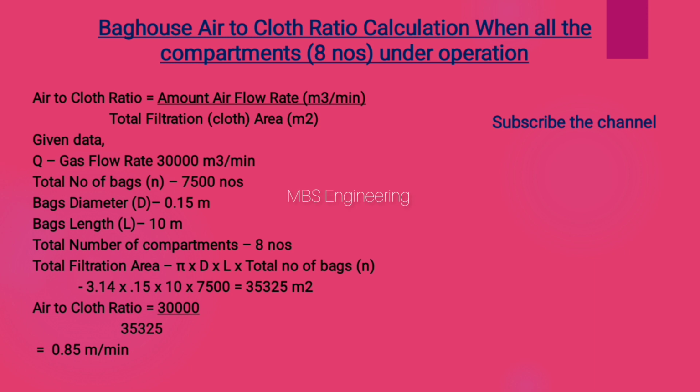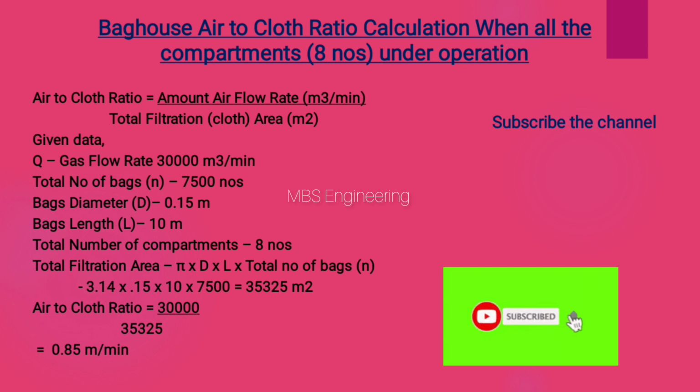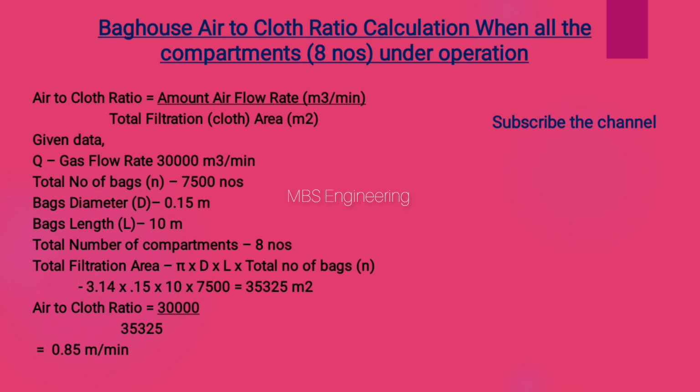Based on the above data and equations, we got the total filtration area as 35,325 square meters. Next, the air to cloth ratio is the air flow rate divided by the total filtration or cloth area. Based on the above data and equations, we got the air to cloth ratio as 0.85 meter per minute.